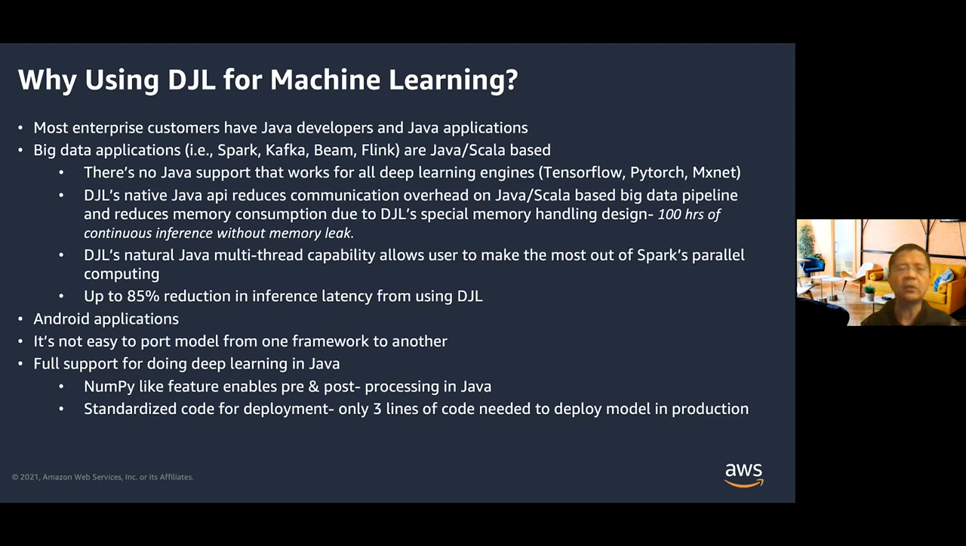And DJL, because it's a JVM language, can reduce the communication overhead between Java and Python. DJL also supports multi-threading, while most Python code doesn't support multi-threading and uses multi-processing instead. So using DJL to integrate with big data applications can be much more efficient and reduce latency.